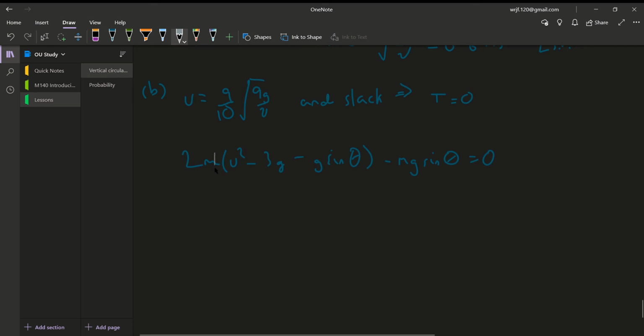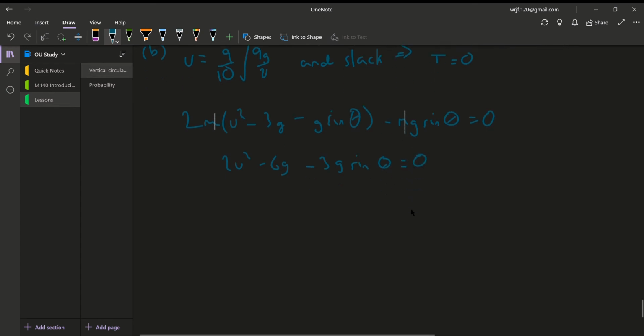We notice that there's an m in the two terms there which can cancel out. I could expand here and tidy up a little bit as well, because I've got a g sine theta term coming up twice. So now we're going to have 2u squared minus 6g, and then a minus 2g sine theta and another minus g sine theta, so minus 3g sine theta must be now equal to 0, so that's good.